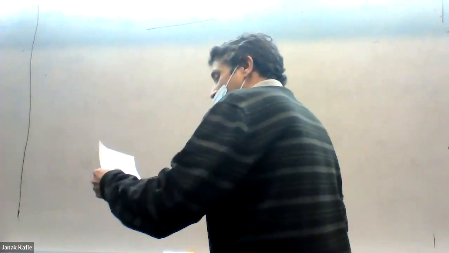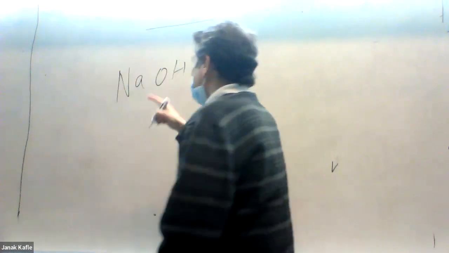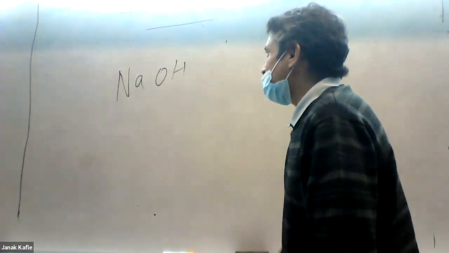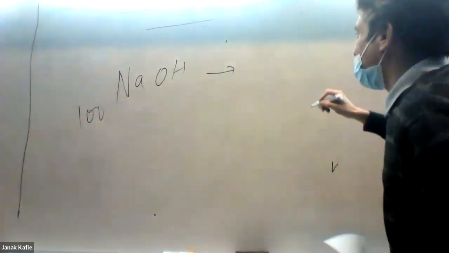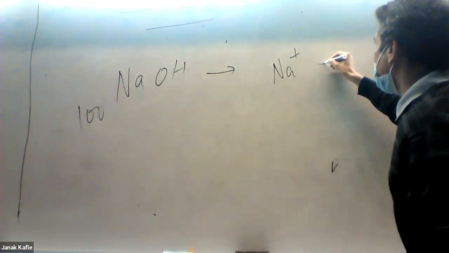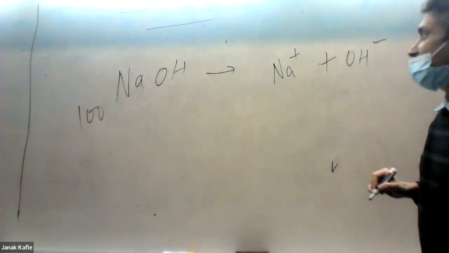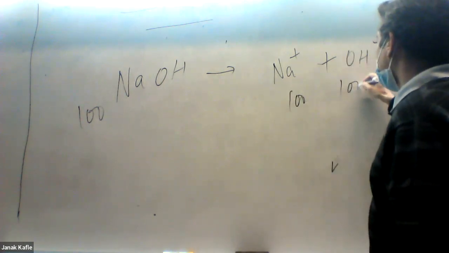How about the strong bases? Strong bases, again same thing. They have OH, so they give OH in water. So put 100 molecules in water, all 100 molecules of NaOH are going to ionize to give Na plus and OH minus, this way. So 100, 100, 100. You see that?